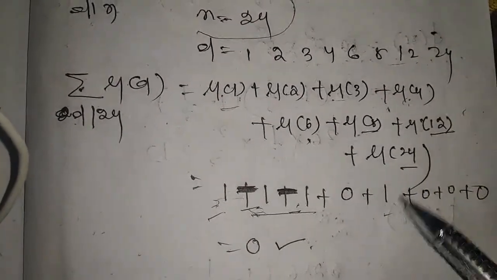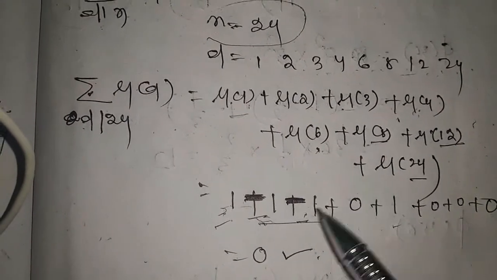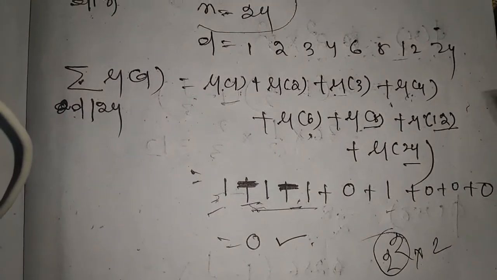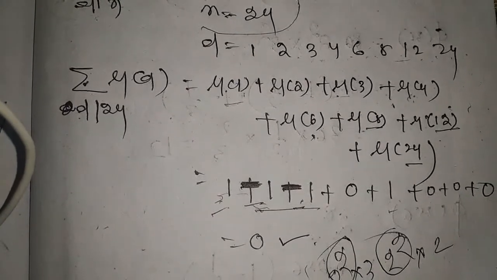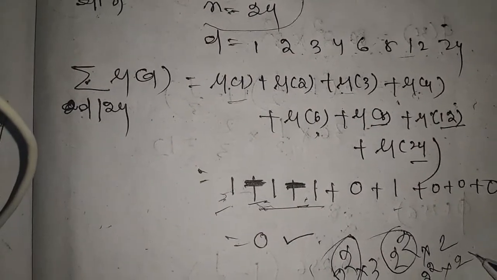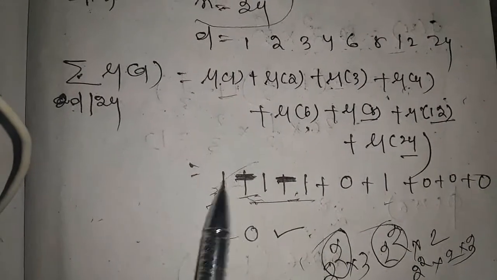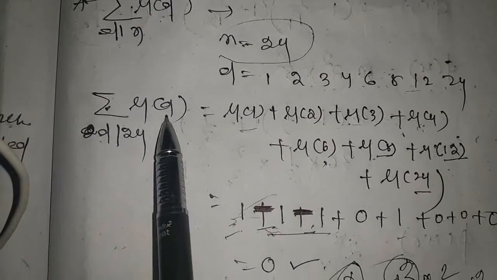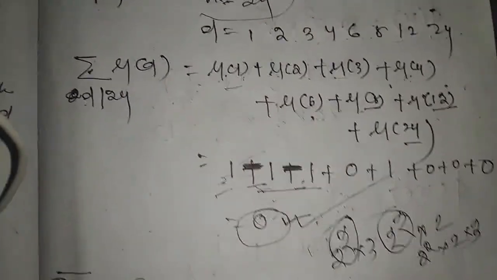mu 6 is 1, we already discussed this example. Mu 8 is equal to 0 because it has a square factor, 2 to the 2 into 2. Mu 12 also has a square factor, 2 to the 2 into 3, so it is also 0. And mu 24 also has a square factor, so it is also 0. So here the sum of the Mobius function over the divisors of any number greater than 1 is always 0.